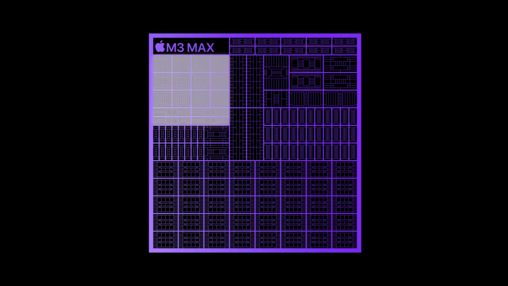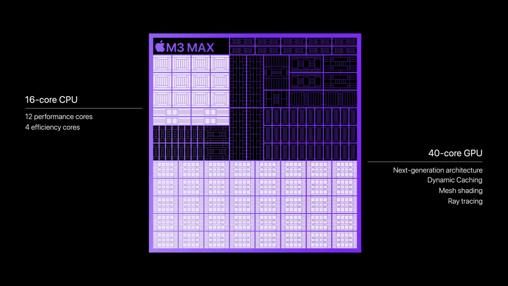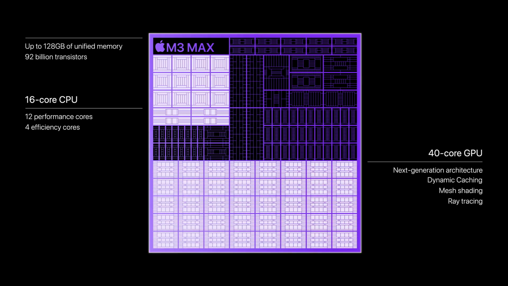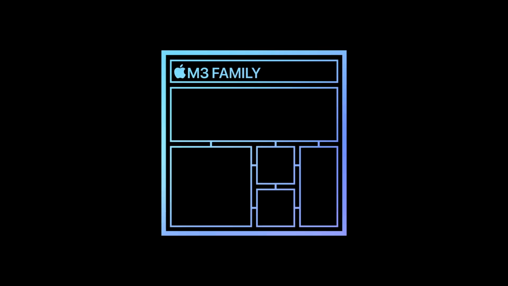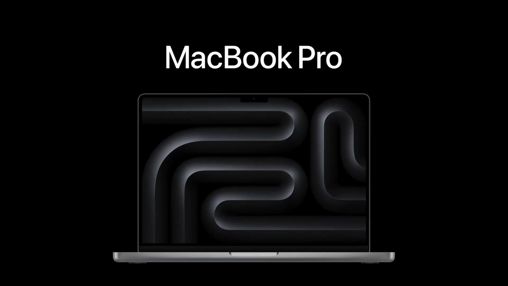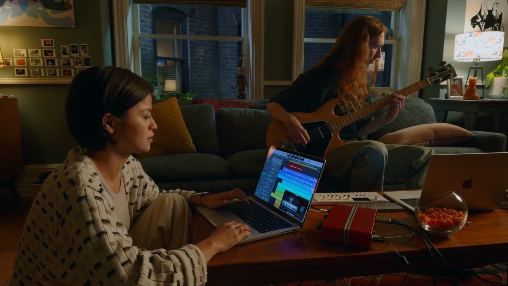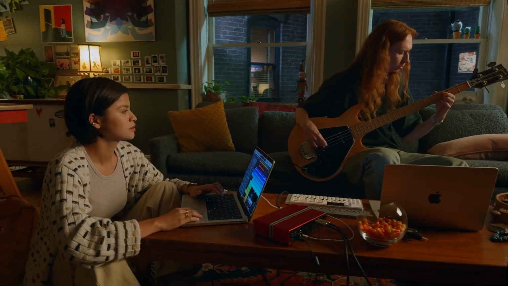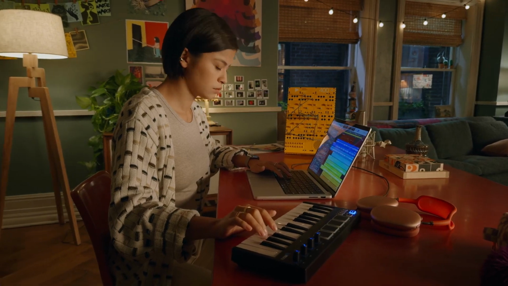It features a 16-core CPU and a 40-core GPU, and now supports a massive 128GB unified memory, which makes this chip up to 80% faster than the M1 Max. All I said about the M3 family chip takes the MacBook Pro to a whole new level. I'll first begin with the 14-inch MacBook Pro. It now starts with the M3 chip, making it the ideal laptop for students, entrepreneurs, creators, or a combination of all three. And you'll find everyday tasks lightning fast.